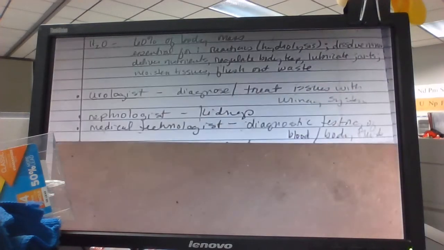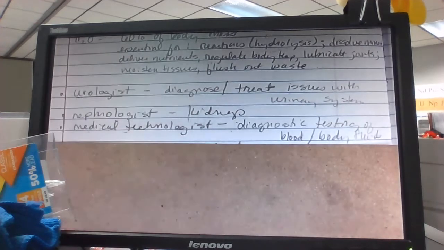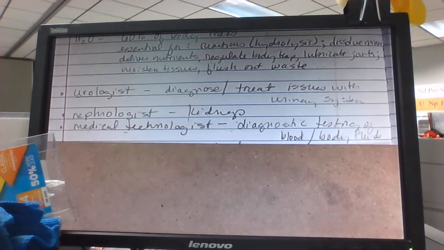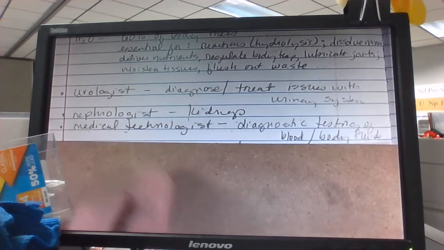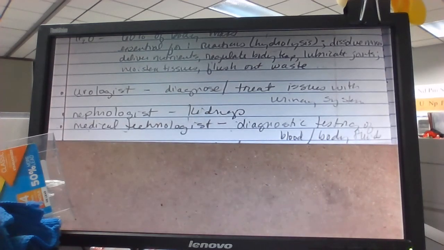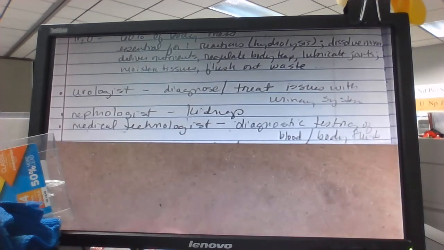Medical professionals associated with the urinary system. A urologist is going to diagnose or treat issues with the urinary system. A nephrologist is going to specialize in issues with the kidneys. Medical technologist, chemical lab scientists, medical lab scientists, they're all kind of the same thing.